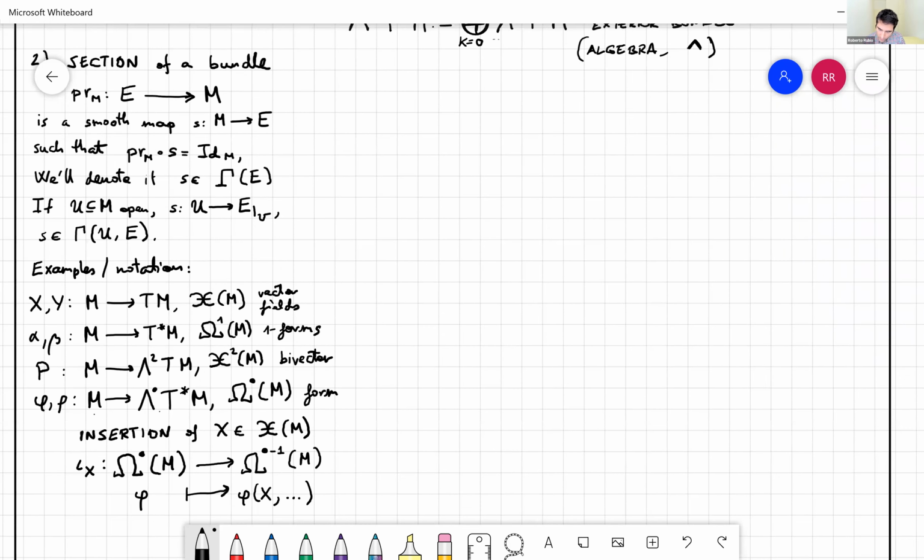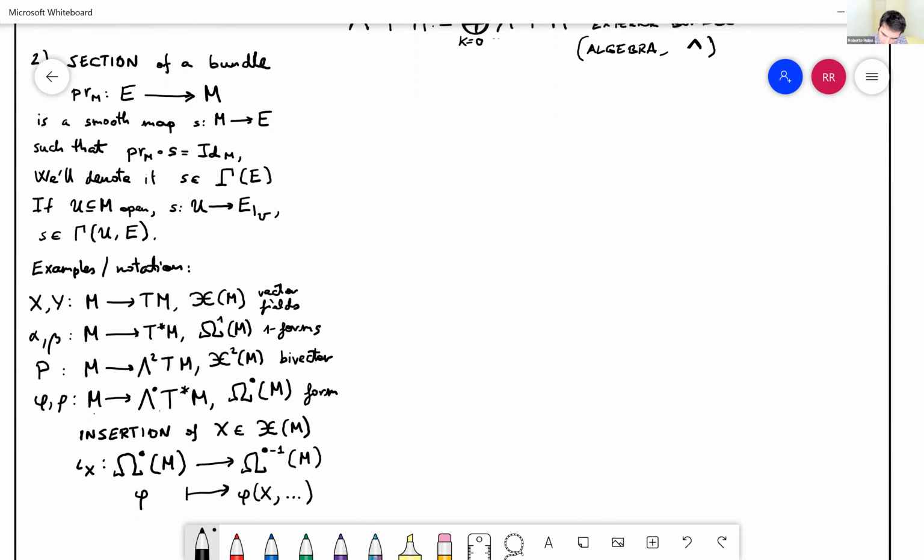So that's all I wanted to review about sections. Let me just put here now what I want to say about vector fields. Okay, this is kind of a differential geometry course in 20 minutes, but it's good that we all have the same notation. What's the thing about vectors?